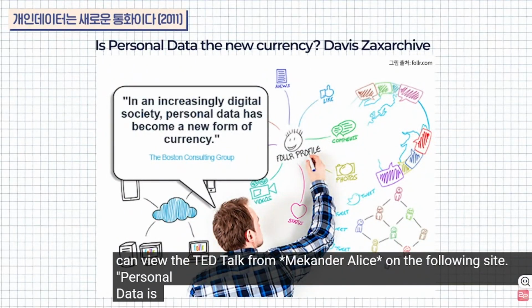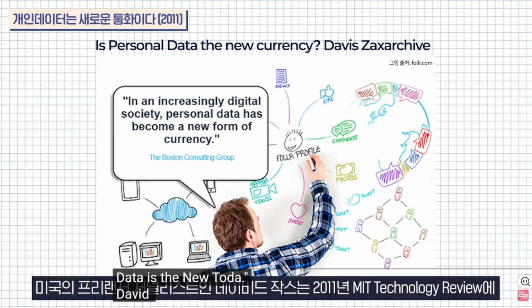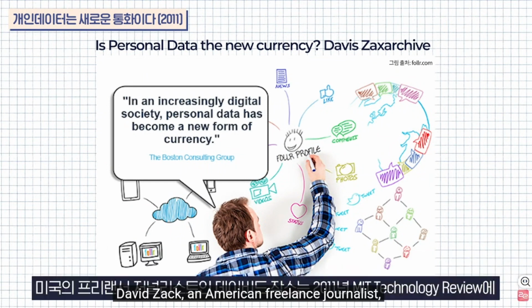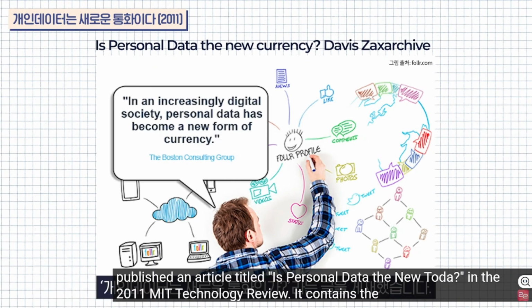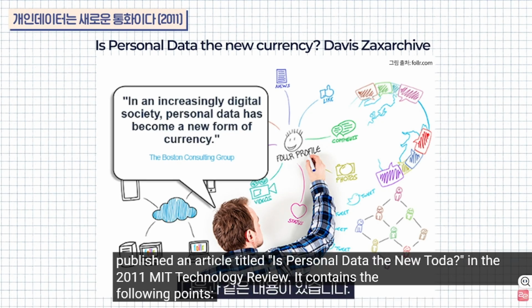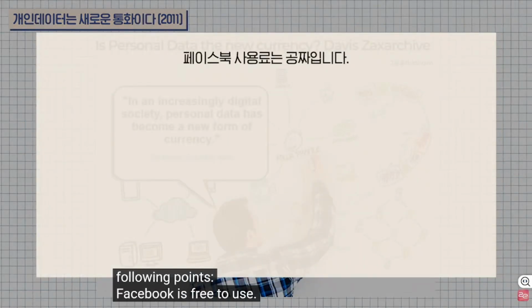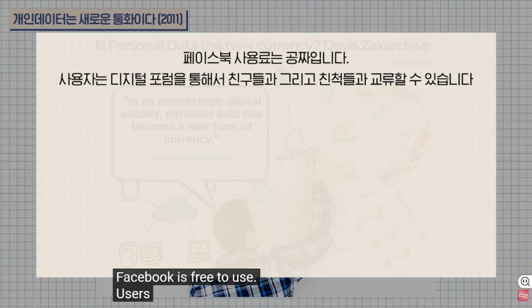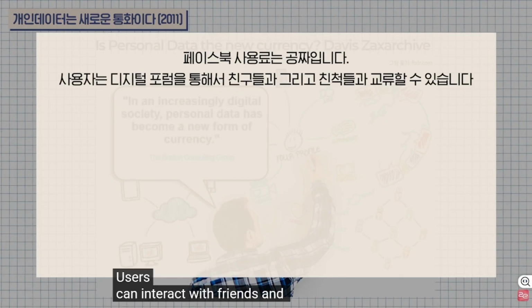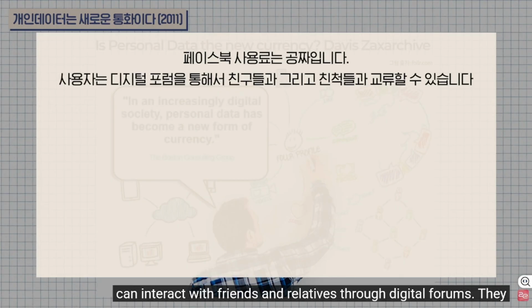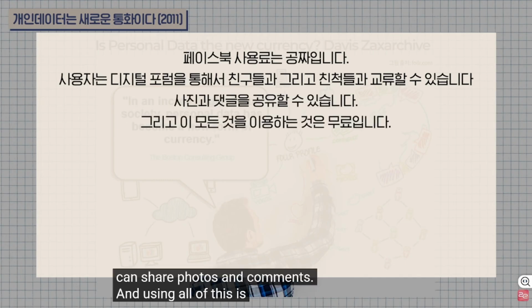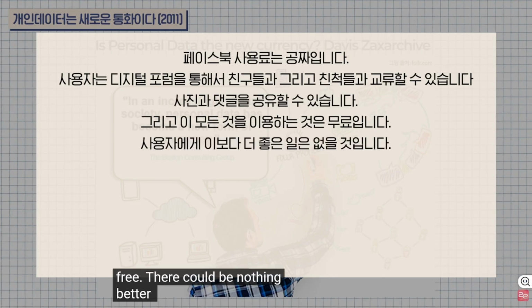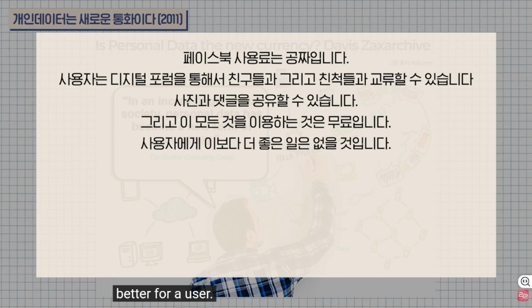개인 데이터는 새로운 통화이다. 미국의 프리랜서 저널리스트인 데이비드 작스는 2011년 MIT 테크놀로지 리뷰에 개인 데이터는 새로운 통화인가라는 글을 게재했습니다. 다음과 같은 내용이 있습니다. 페이스북 사용료는 공짜입니다. 사용자는 디지털 포럼을 통해서 친구들과 그리고 친척들과 교류할 수 있습니다. 사진과 댓글을 공유할 수 있습니다. 그리고 이 모든 것을 이용하는 것은 무료입니다. 사용자에게 이보다 더 좋은 일은 없을 것입니다.